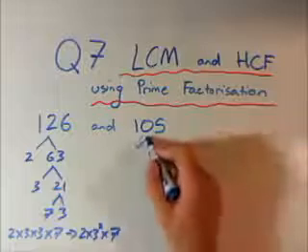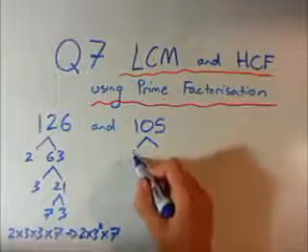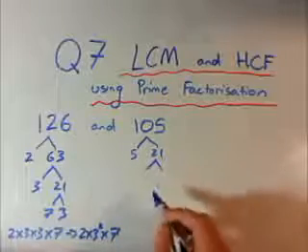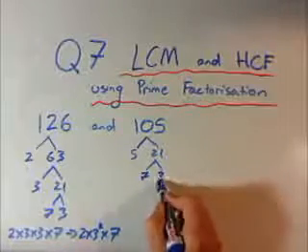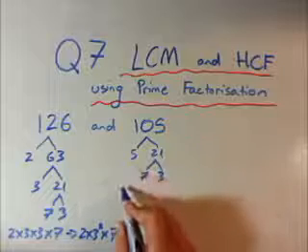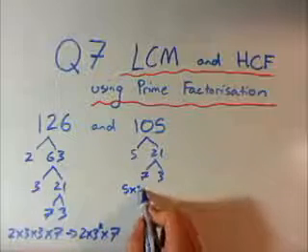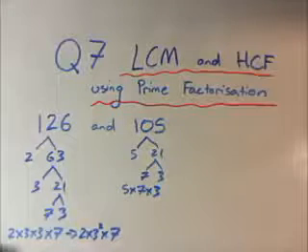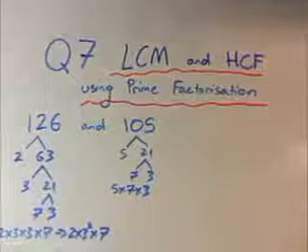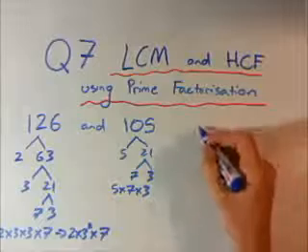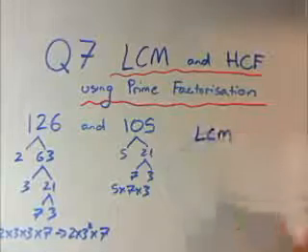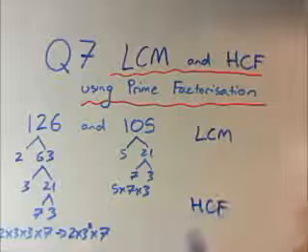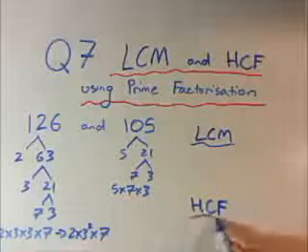105, let's look at 5 and 21. 21 is not prime, 21 is 7 and 3. Great, so we're finished here, these are all prime. This is 5 times 7 times 3. Okay, step 1 done. Now, we need to find the lowest common multiple, and we also need to find the highest common factor. Okay, these are the two things we need to find.